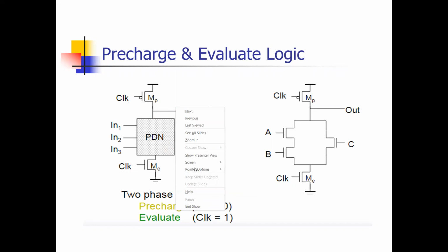So what is the logic? We will use the pull down network, means the lower stage NMOS stays as it is. At top there is one PMOS transistor, at bottom one NMOS transistor with common clock. Now see the working. The working is in two phase operation. Either clock is 0, or clock is 1.